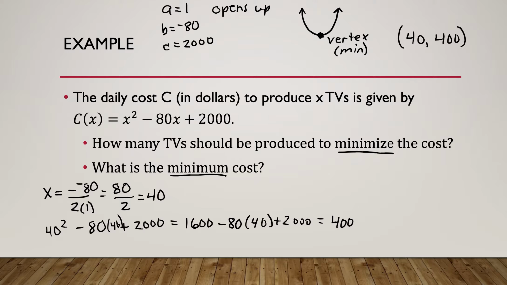All right, let's answer the questions. So keeping in mind that the question asks first, how many TVs? We know that x is the number of TVs. So how many TVs should be produced? What is the x value in your vertex? The x value is 40. What is the minimum cost? That should be the other number, so that will be 400.